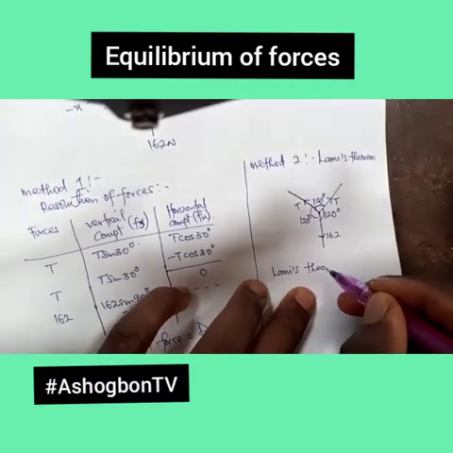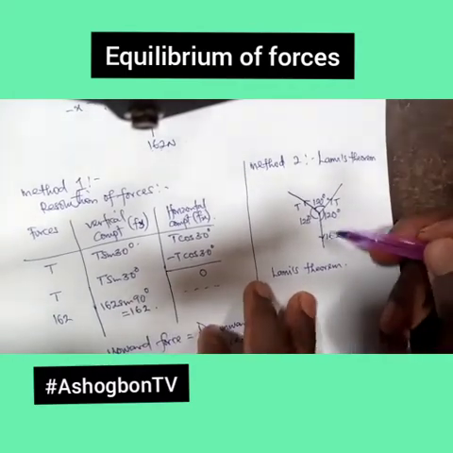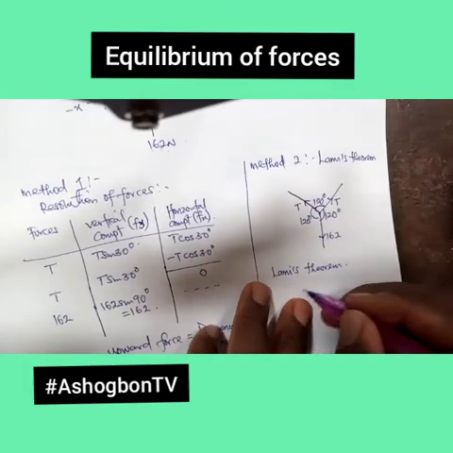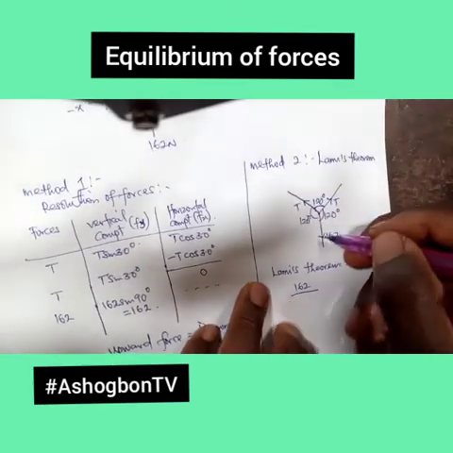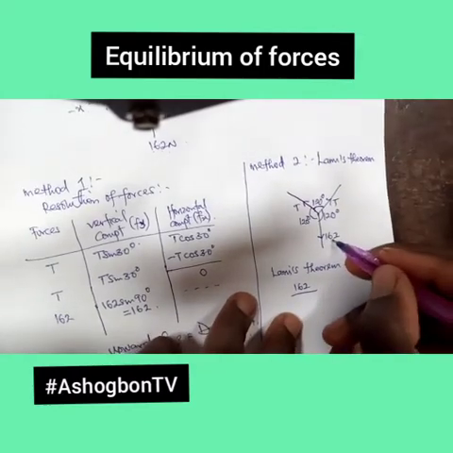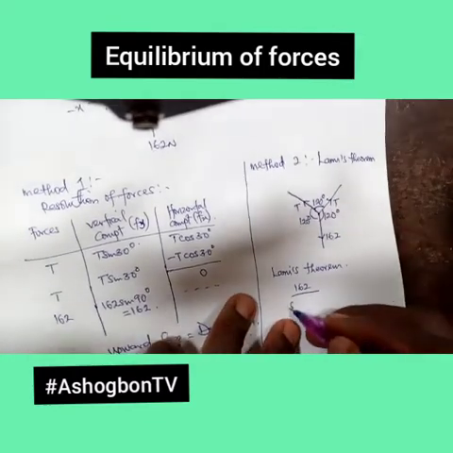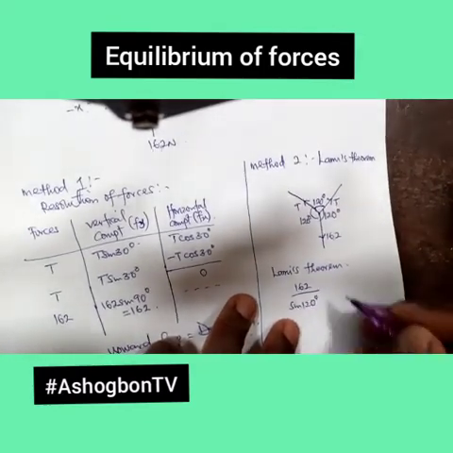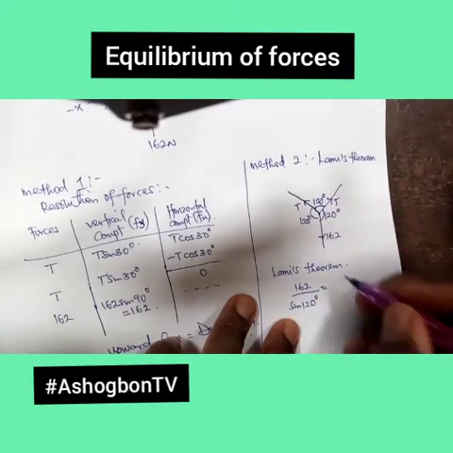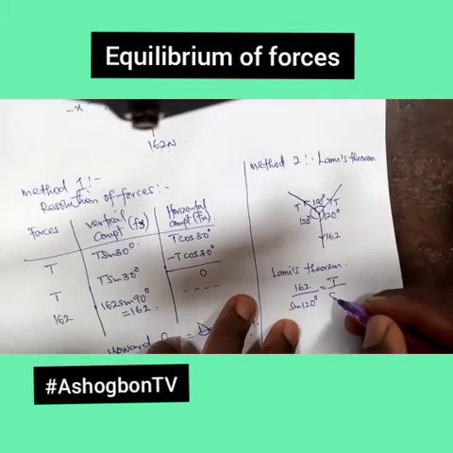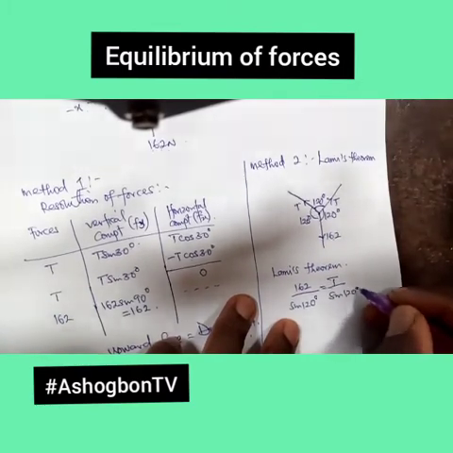So what's Lami's theorem saying? It's just the same thing. You just find the ratio of the force and the sine of the angle that is directly opposite it. So here I have 162. 162 is directly opposite 120, so that will be 162 over sine 120 degrees, equal to the tension here, which is also directly opposite 120 degrees, isn't it?